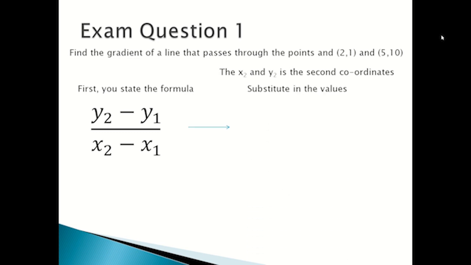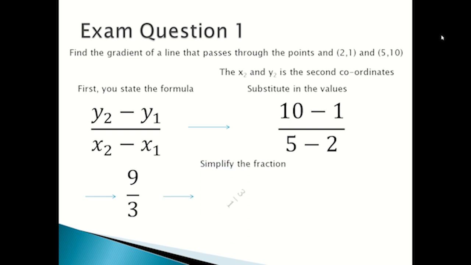Now you substitute in your values, which is 10 minus 1 over 5 minus 2, which is 9 over 3. Simplify the fraction to get 3 over 1, which equals 3. So the gradient of this line is 3.